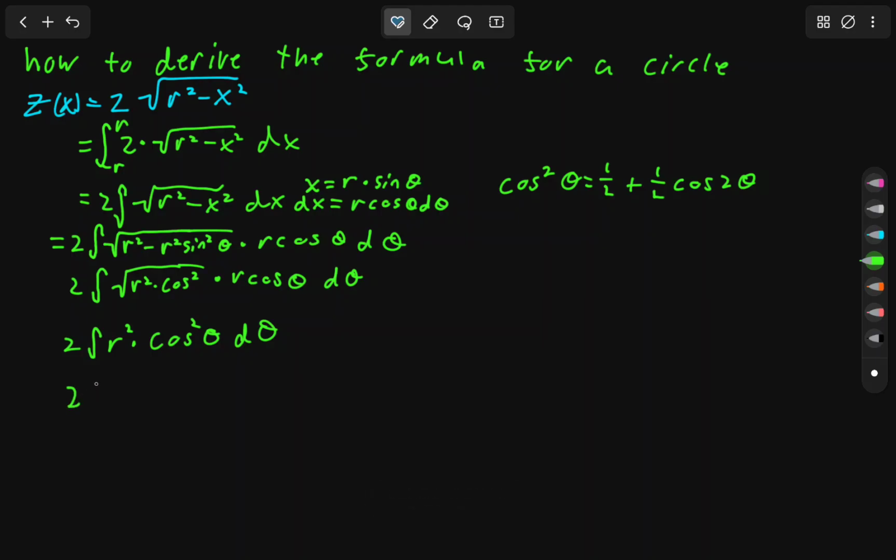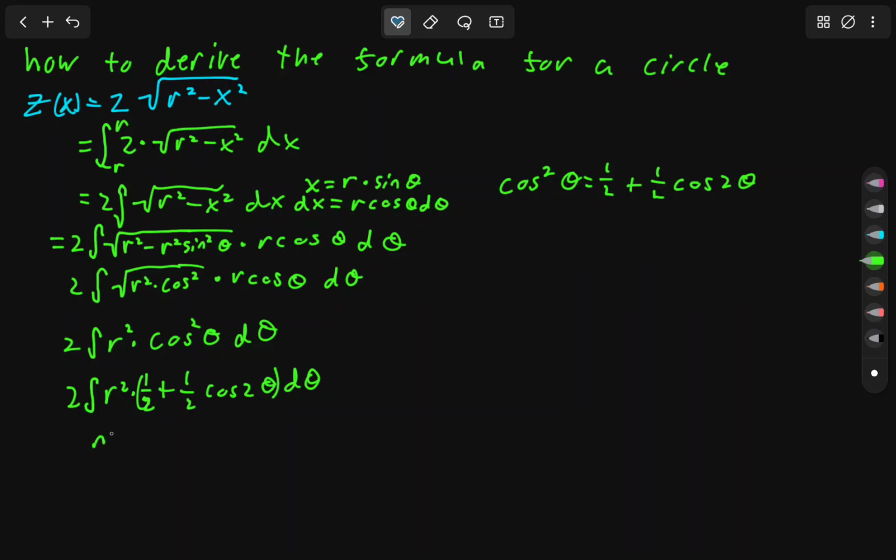So we get 2 times the integral of r squared times 1/2 plus 1/2 cosine of 2 theta d theta. So now I'm actually just going to distribute this 2 inside of here, and I'm just going to distribute everything out. And I don't know why I put parentheses around the d theta. It should be there. There we go.